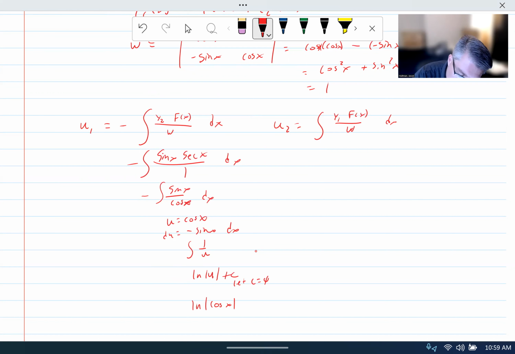Okay, u2 is going to be y1, which is cosine x times the secant of x over 1 dx. So this is the integral of cosine and secant, which are just going to cancel out. So that's just 1 dx. That just becomes x plus c, but again, let c equal 0.